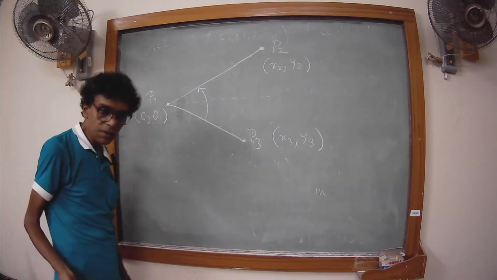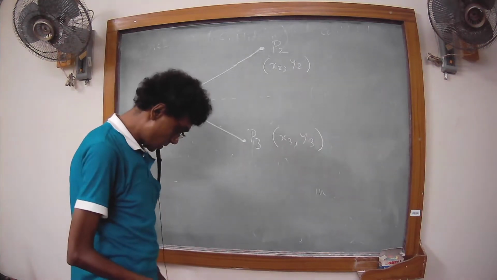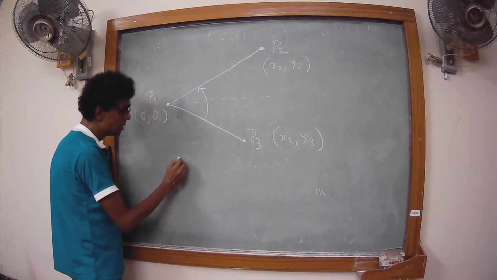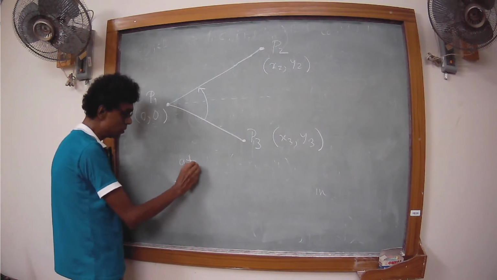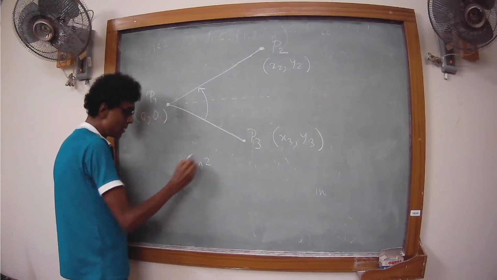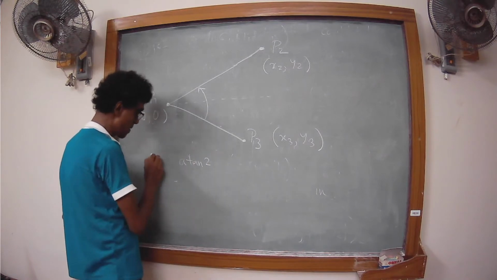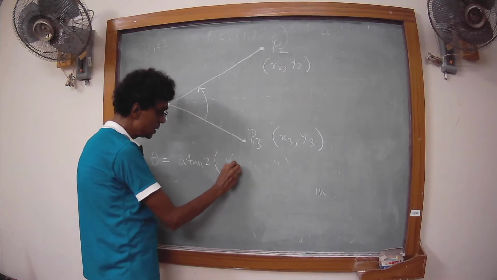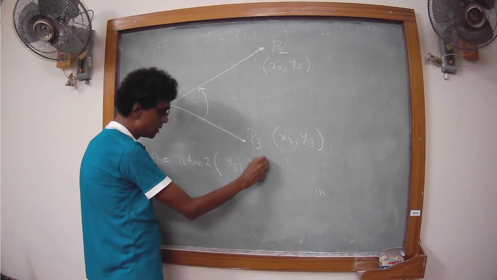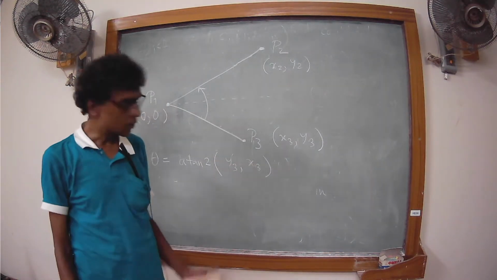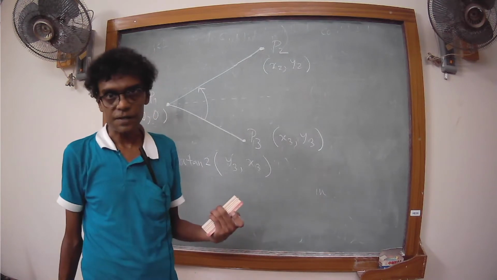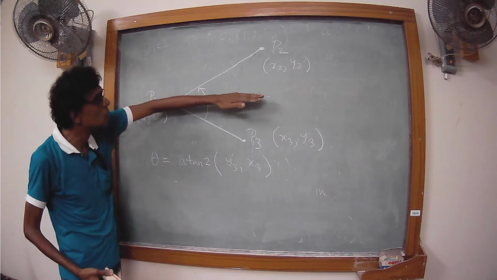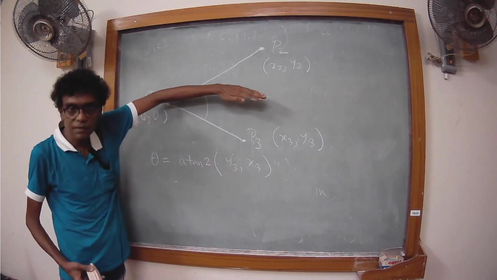How do I do it? So, you know that there is something called atan2. This will give me an angle, theta. y3, x3. Okay, so atan2 is actually a math library function. If you call it, you will get the angle relative to this x-axis.